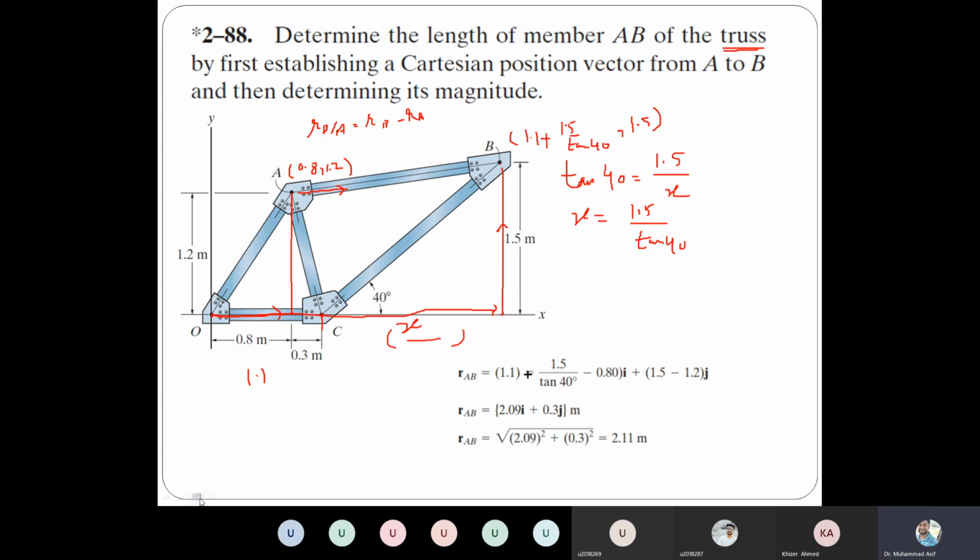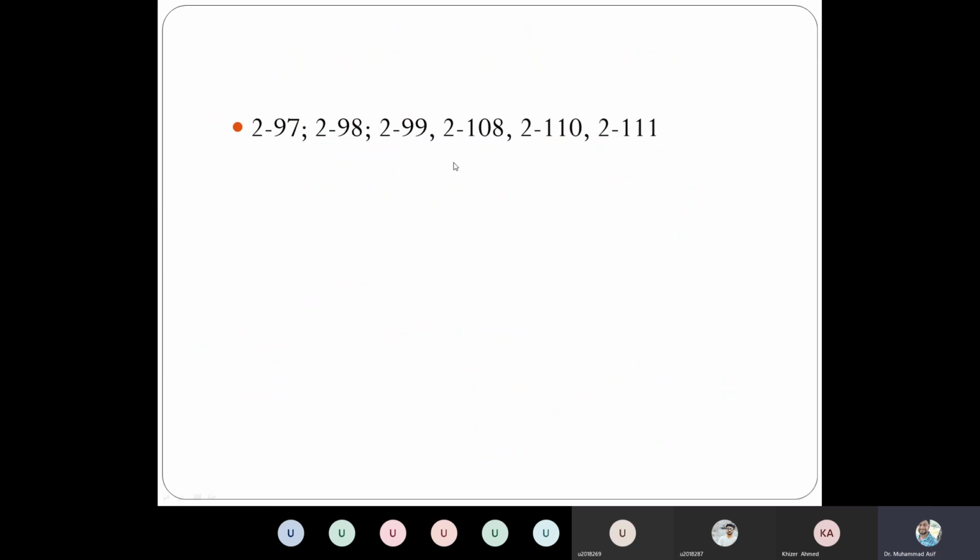You can see in the answer, first of all, we calculated R_B minus R_A. R_B means this component minus 0.8, and that will give you the i component. Similarly, 1.5 minus 1.2 will give you the j component. So this is the position vector. If you take the magnitude of that position vector, that will give you the length of AB, and the length is equal to 2.11 meters. That means the position vector is very important. Again, for this section of the book, please practice this problem.